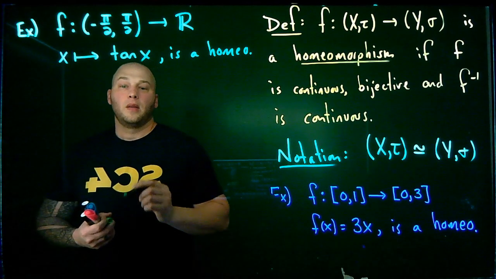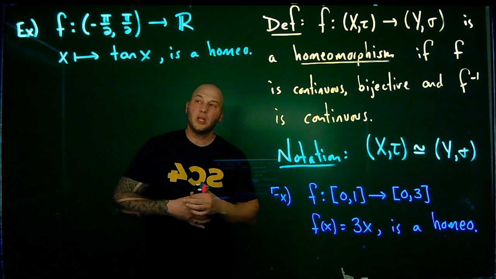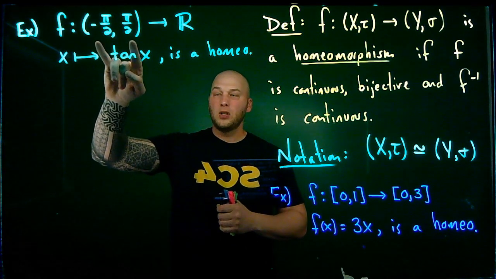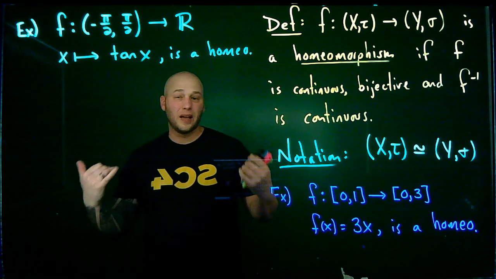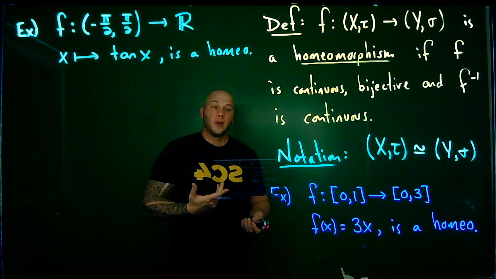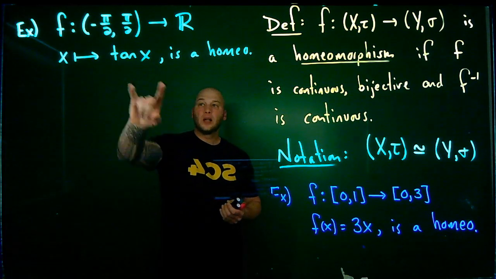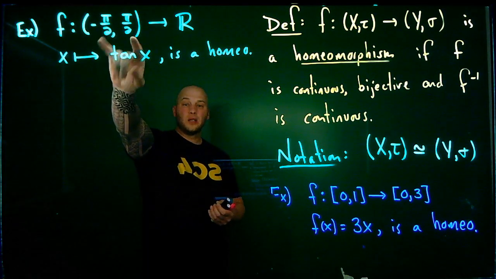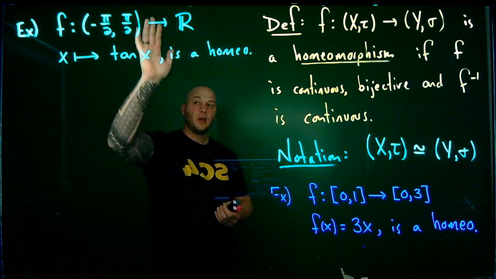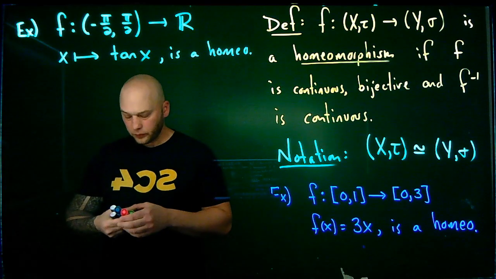Right? That means that, again, I'm using the usual topology, the topological space (negative pi over 2, pi over 2) and the entire real line are topologically equivalent. What this shows me is that boundedness is not a topological property. Clearly, this interval here is bounded, whereas R is not bounded. Okay? So boundedness is not a topological property.